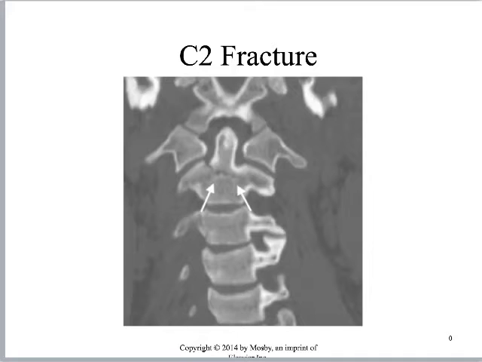So here's a very clear image of a C2 fracture. Right? I don't think this is in our textbook. Let me see. It is. Page 370. This is a coronal view from CT imaging. Right?